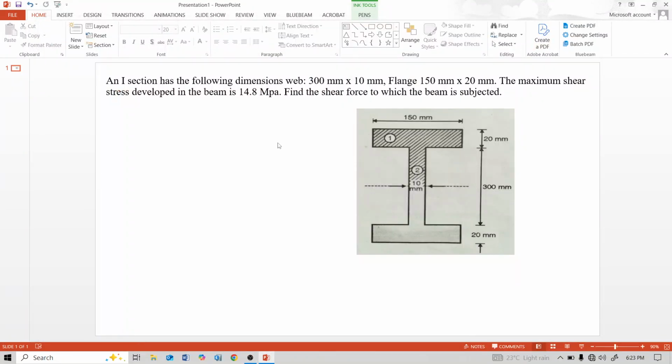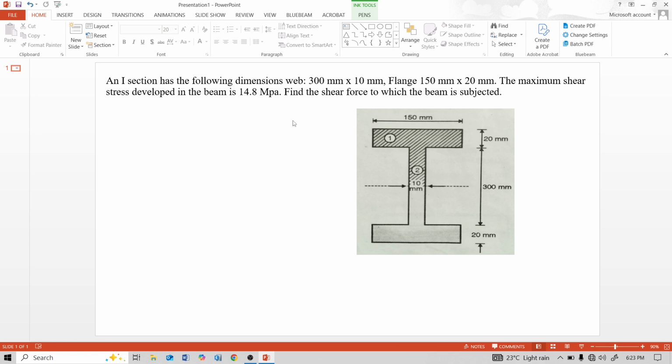In today's lecture, numerical: an I section has the following dimensions: web 300 mm by 10 mm, flange 150 mm by 20 mm. The maximum shear stress developed in the beam is 14.8 MPa. Find the shear force to which the beam is subjected.